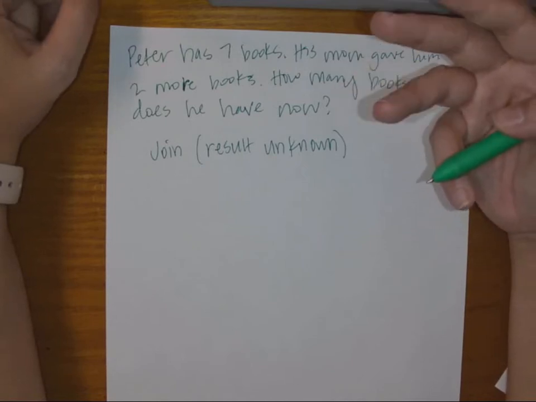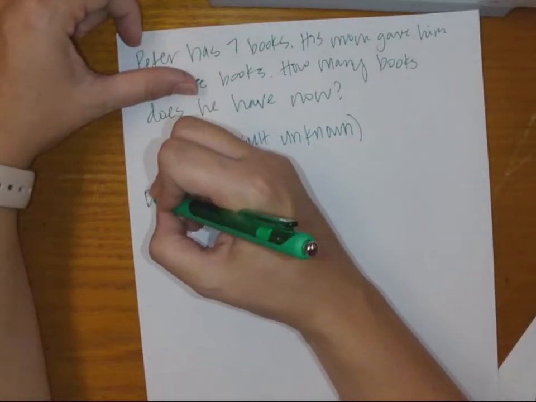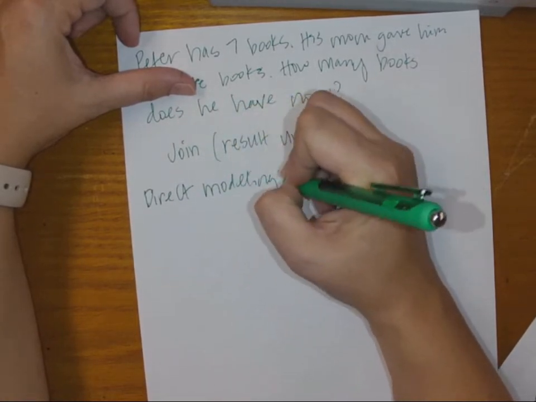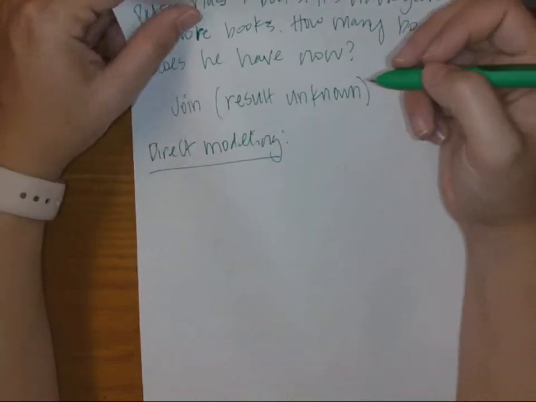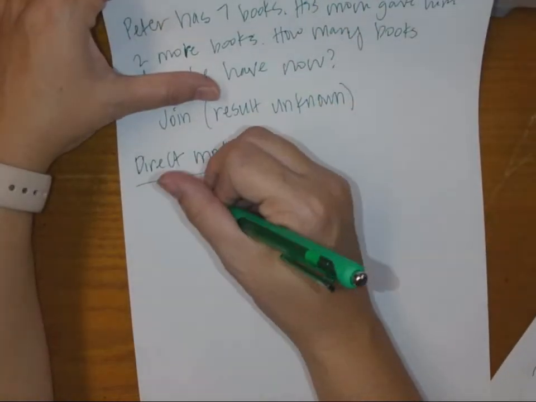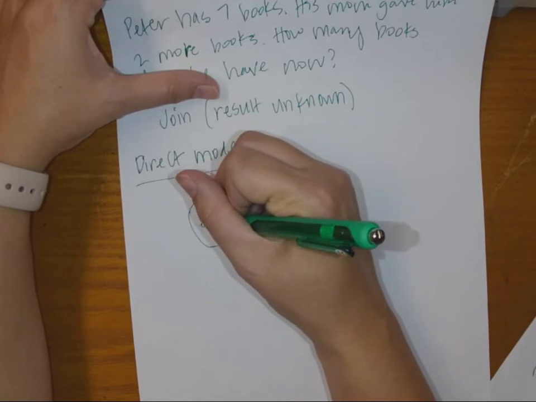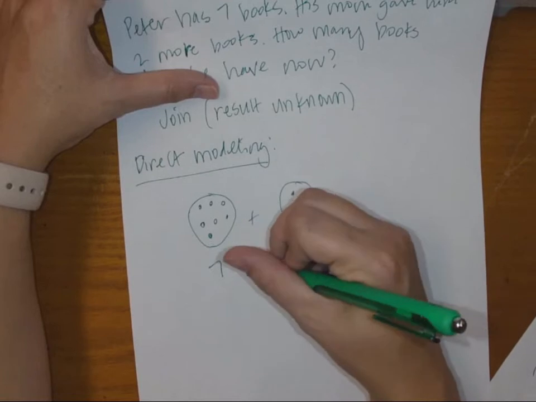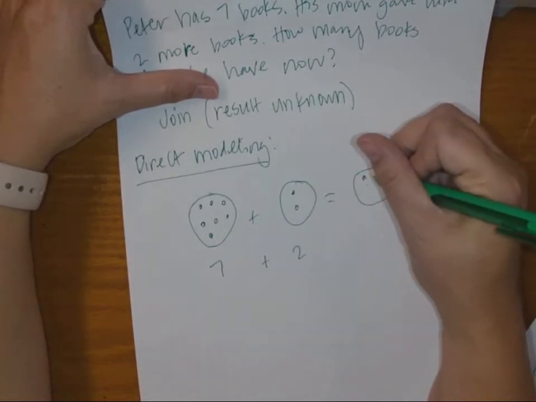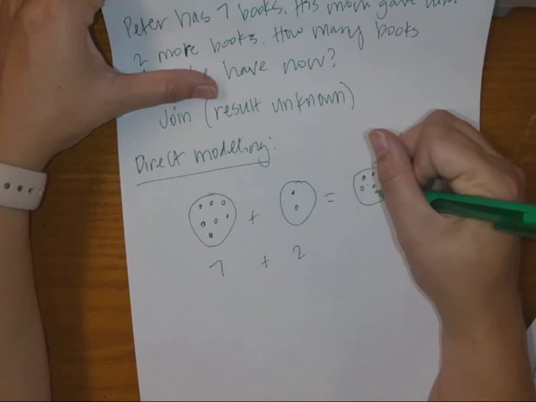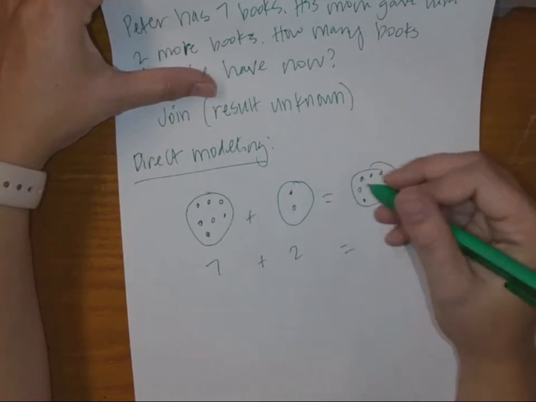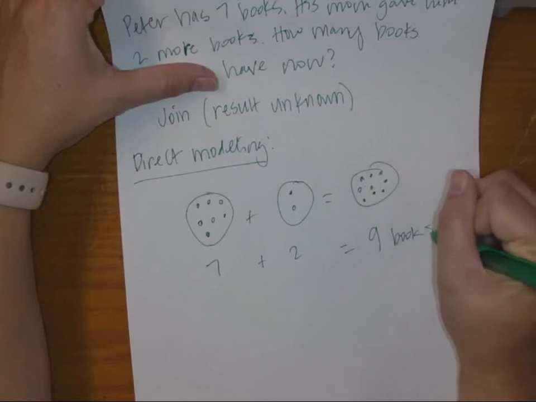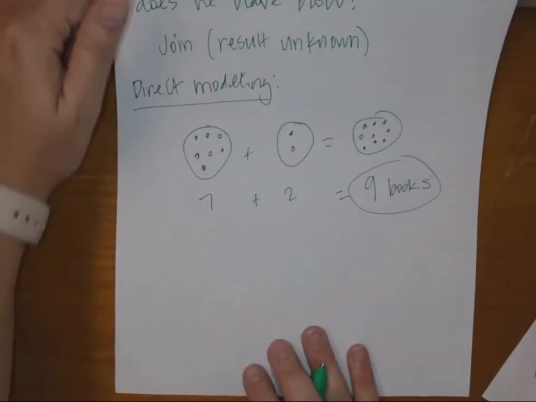Second thing, can I show the 3 models to show this? Okay, so can I show direct modeling to show this? So direct modeling is drawing a picture. I have 7 books, so I'm going to draw a set of 7 books. 1, 2, 3, 4, 5, 6, 7 books. Mom gave me 2 more, so add 2 to it. So now I have a total of 1, 2, 3, 4, 5, 6, 7, and then add 2 more, which is, I could count it, 1, 2, 3, 4, 5, 6, 7, 8, 9 books. Okay, so that's direct modeling for that problem.